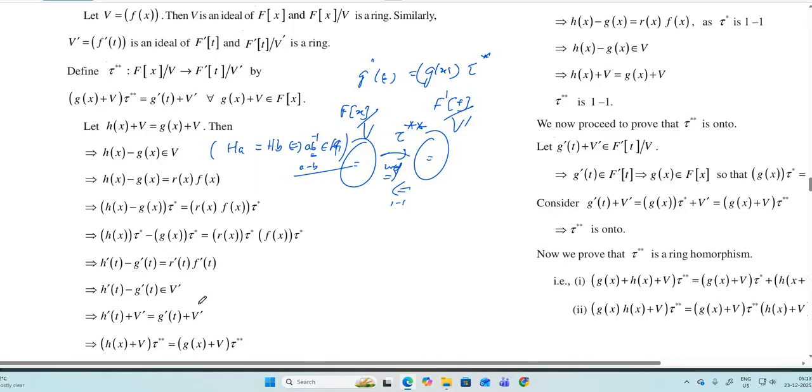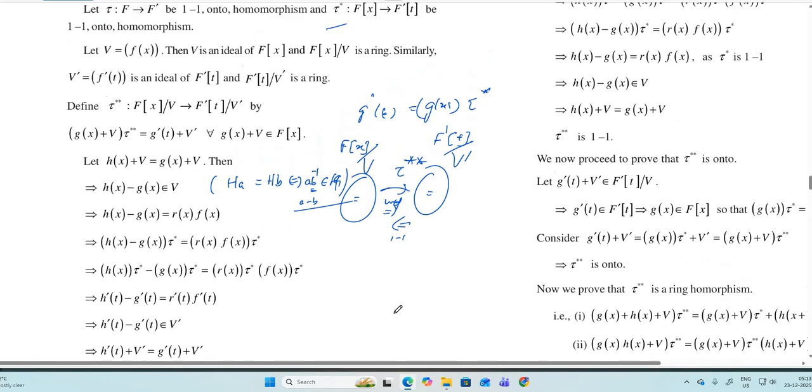Again we use the same concept here to have this step, and this is nothing but the image of h(x) plus V under tau double star, and this is the image of g(x) plus V under tau double star. So this proves the well definedness of tau double star.